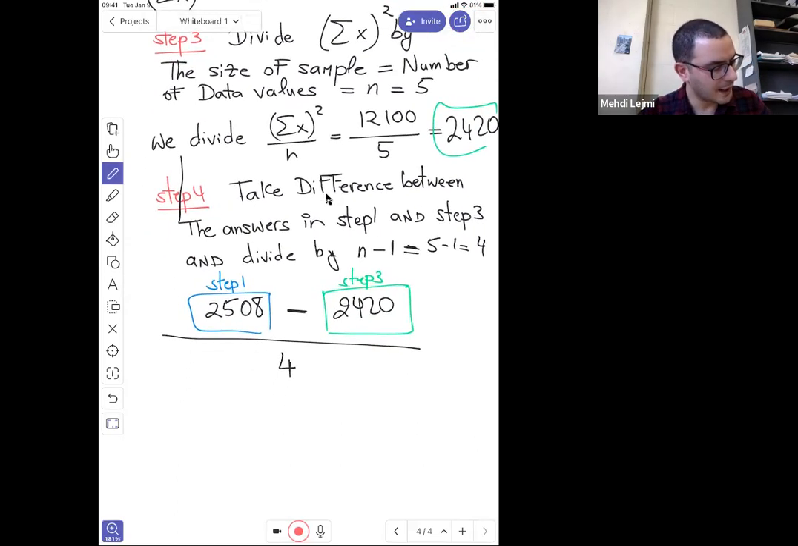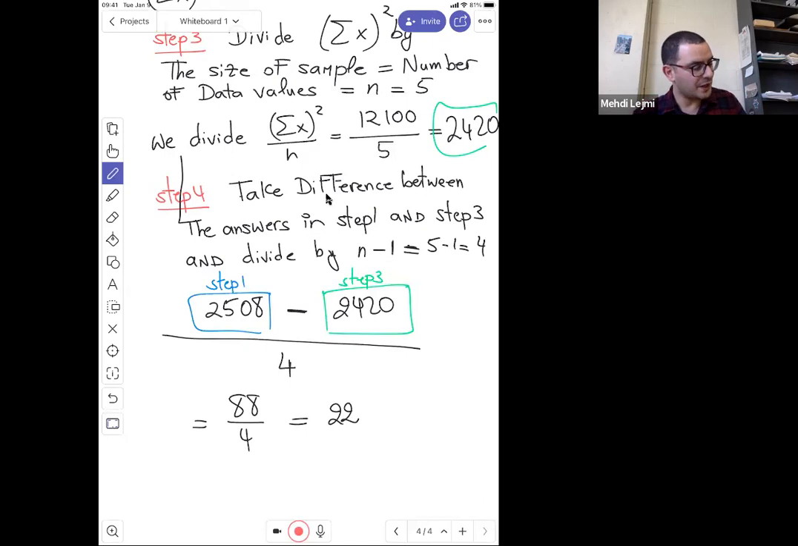So then the answer would be, let me see, 2,508 minus 2,420. The difference is 88. So that's 88 in the top, and then divide by 4. So that will be equal to, of course, 22.